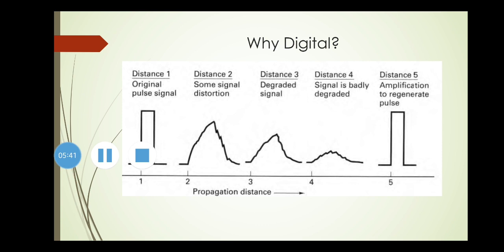So what we basically do in digital communication is make use of regenerative repeaters, which amplify the signal by removing the noise component, and regenerate the original pulse that was transmitted from the transmission end. That is what is done at distance 5. It is nothing but the amplification done to regenerate the original pulse.